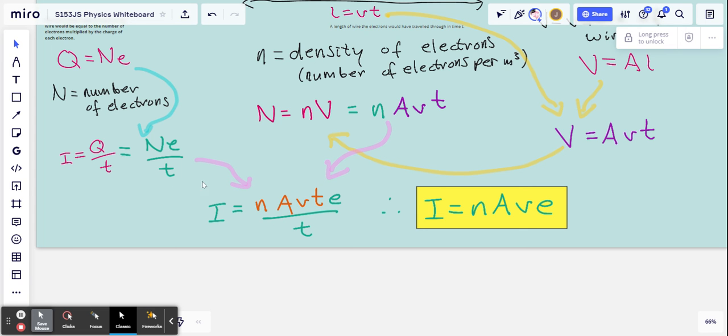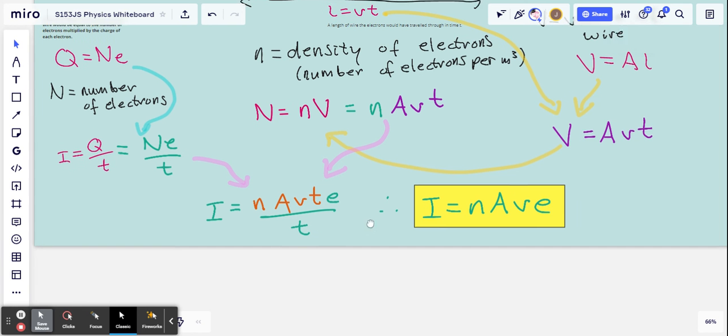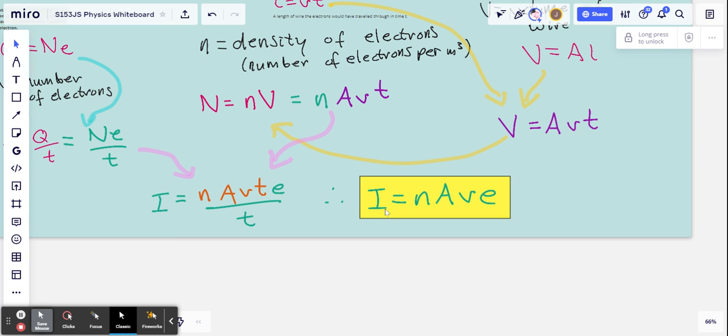This time came from there, and that time came from here. But they're the same time, so they're going to cancel out. One's at the top, one's at the bottom. And we end up with the equation for drift velocity: I is equal to nAvE, or n-A-v-e, you can think about it like that, a way of remembering it. The density of electrons, cross-sectional area of the wire, drift velocity, and charge of the electron. Okay?